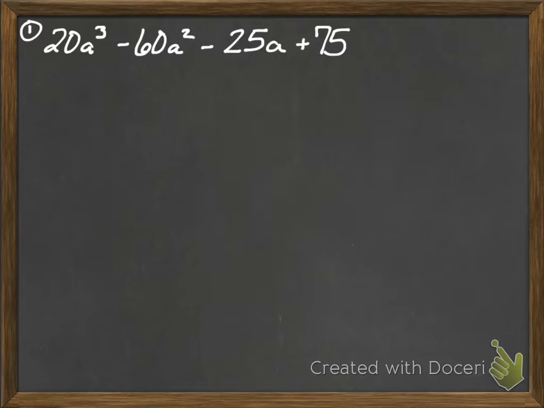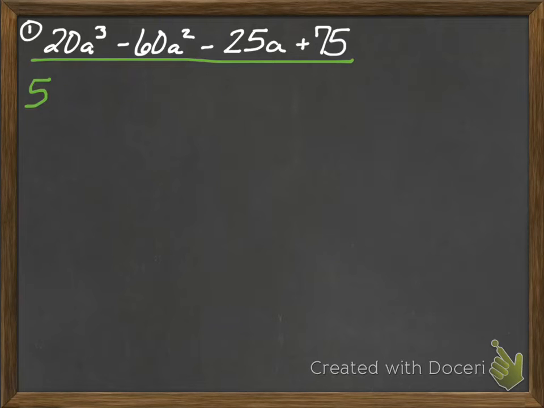So the first step is to look at the entire thing. Is there a number or a variable that can go into all four places? And it has to be all four. And if I look at it, they are all divisible by 5. So I am going to factor out that 5.